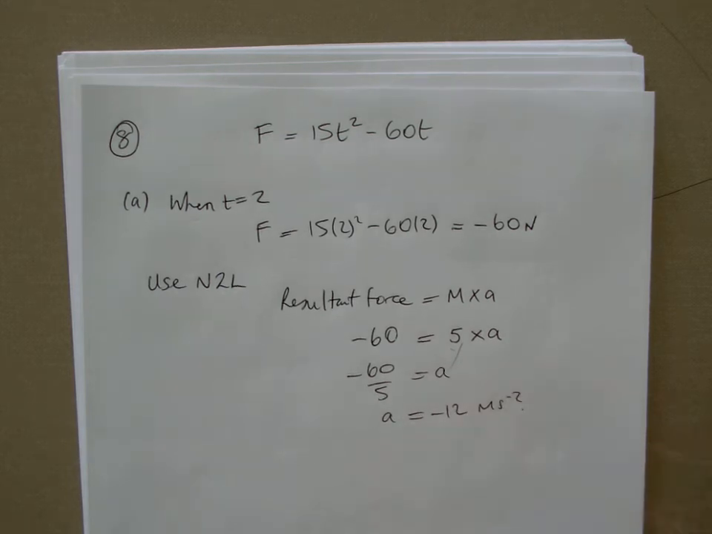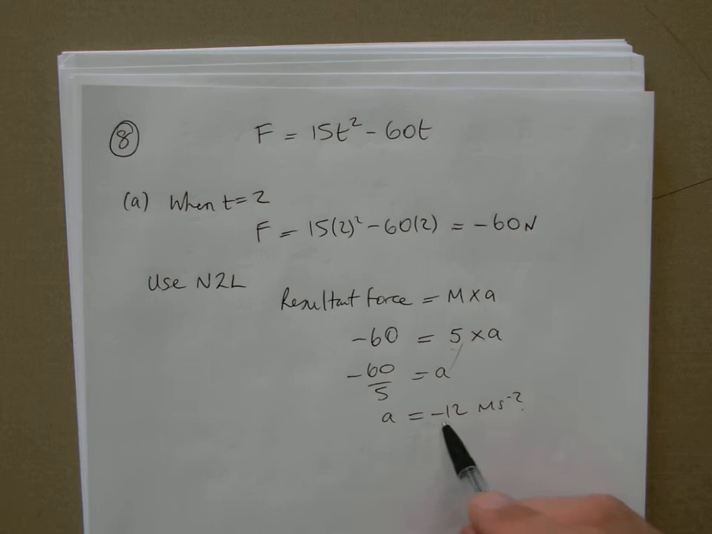So what actually is happening is this is decelerating. But we'll keep it as minus 12, because it does say find the acceleration. It doesn't say find the magnitude of acceleration. If they said find the magnitude, I'd say the magnitude is 12, and I'd state it as positive. But if they want the acceleration, I keep the minus in, because that's telling me it's slowing down.